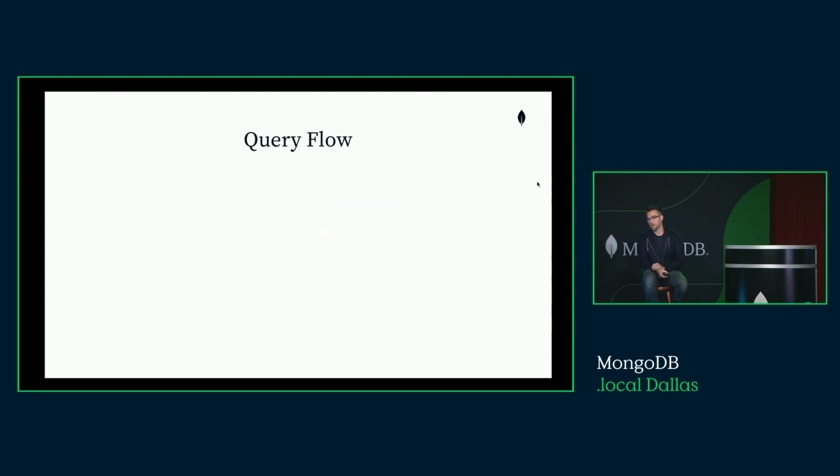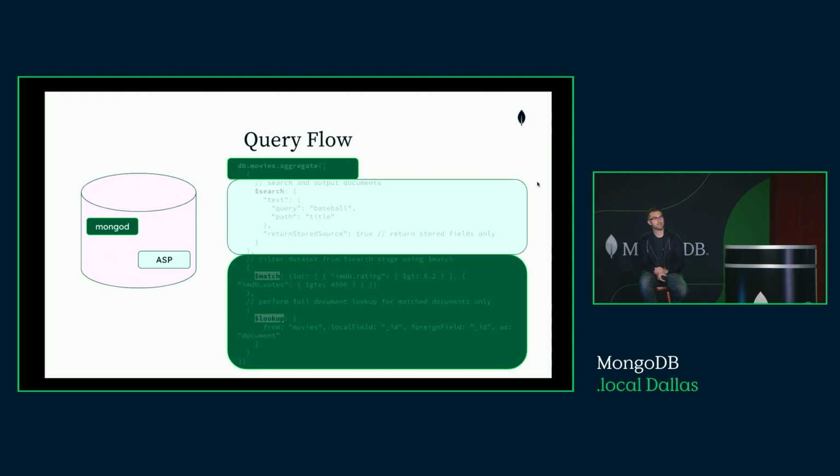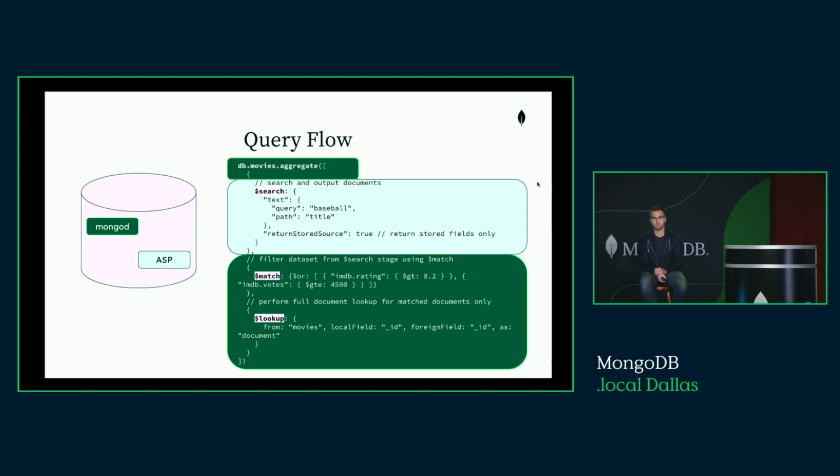So how do you harness all this new power? Well, like I said before, you have this Atlas Search process running on each node in your cluster now. We're still going to work with the primary node. But let's take a look at how you access this. And you're going to use our aggregation pipeline.